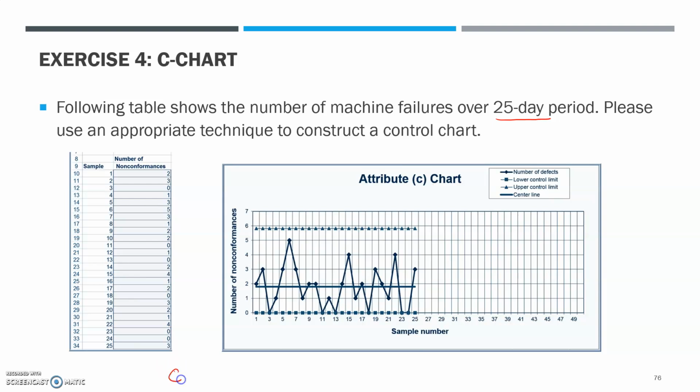Okay, so what is the center line? It is the sum of column 2 divided by 25, because you have a total of 25 samples. That gives you the average number of defects. You use that and you can calculate the standard deviation, the square root of C bar, and of course you can construct the upper and lower control limits by using 3 standard deviation control. Okay, I hope that makes sense to you.